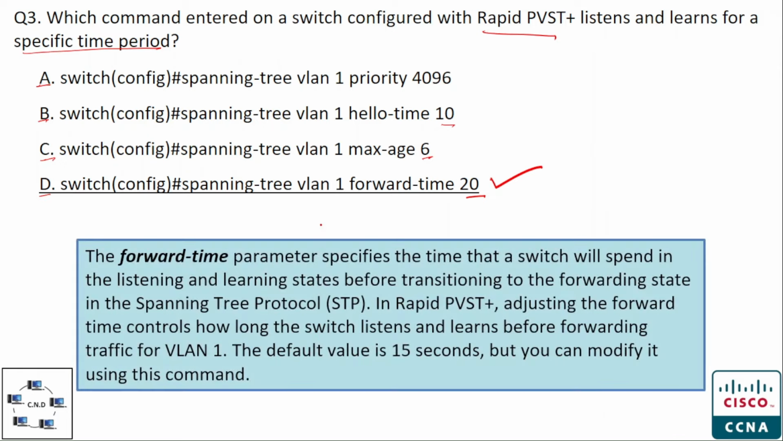So this is the explanation of this command. The forward time parameter specifies the time that a switch will spend in the listening and learning states before transitioning to the forwarding state in the spanning tree protocol. In Rapid PVST+, adjusting the forward time controls how long the switch listens and learns before forwarding traffic for VLAN 1. The default value is 15 seconds, but you can modify it using this forward-time command.